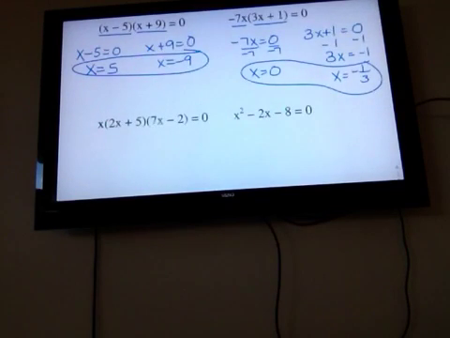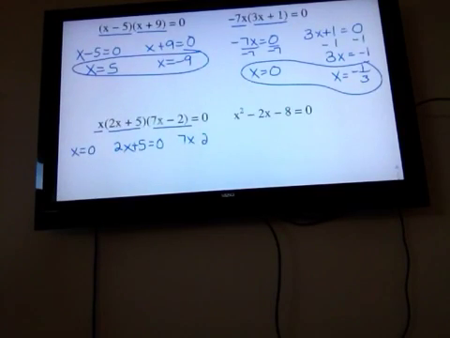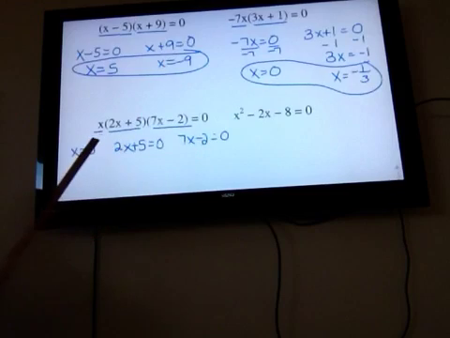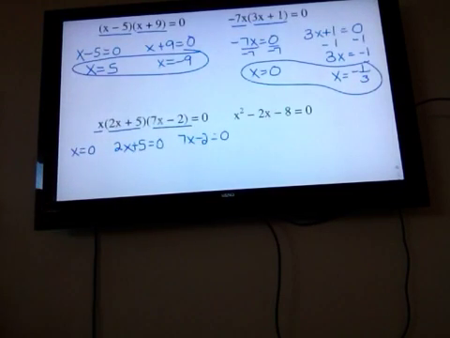And then the third one is set up in the right form. Here I have 3 variable factors, which means I'm going to have 3 possible solutions. So either the x is 0, or the 2x plus 5 is 0, or the 7x minus 2 is 0. So this time, 3 solutions. Any one of the 3 variable factors could be 0. So the first one is solved for us. A possible solution is 0 for x.